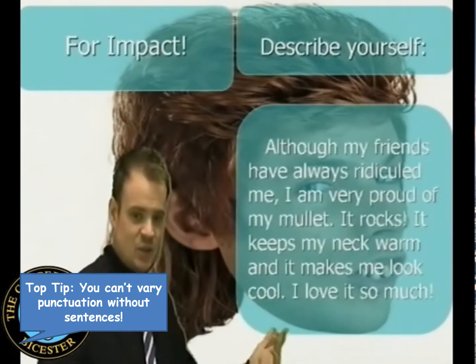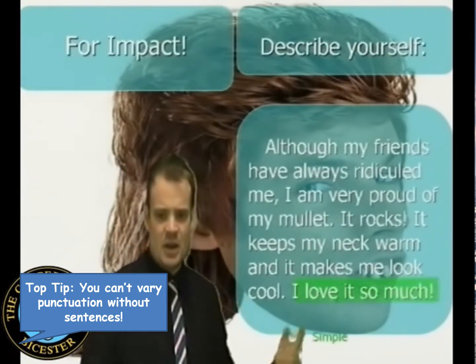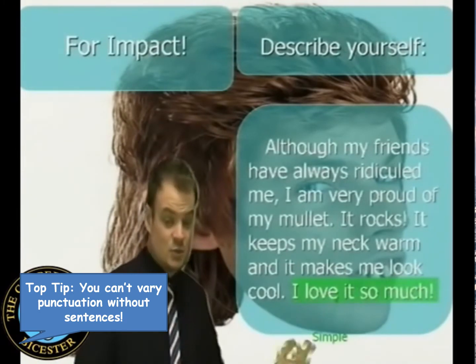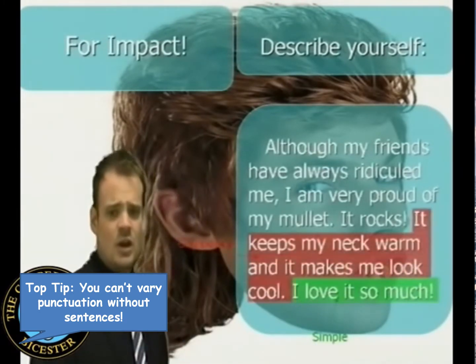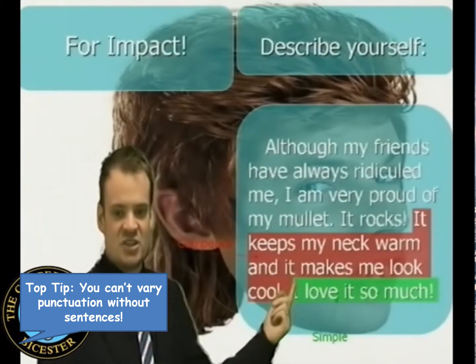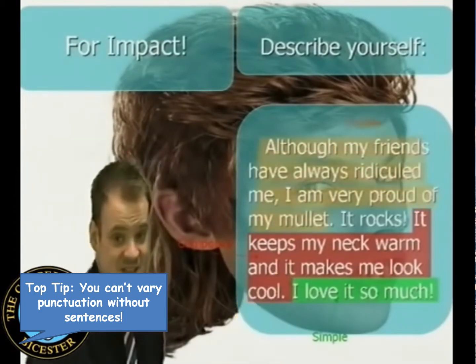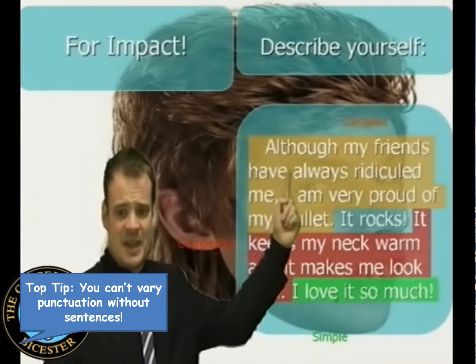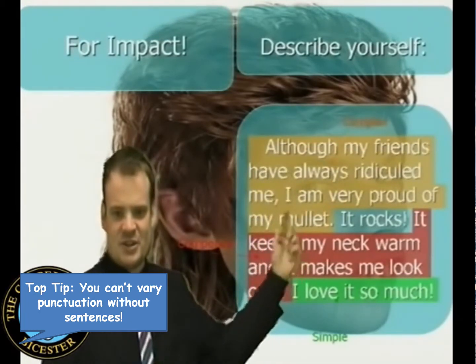Well, first up, let's have a look at my sentence types in this short paragraph. I've got my simple sentence, I love it so much, one piece of information. I've also got a compound sentence. So that's 2 bits of information joined with the conjunction and in the middle. I've got a complex sentence at the beginning. I've started with my connective up there, and we can see my comma in there separating the 2 parts out.